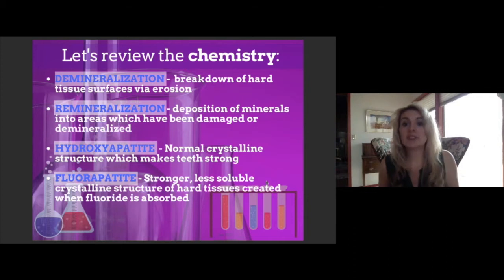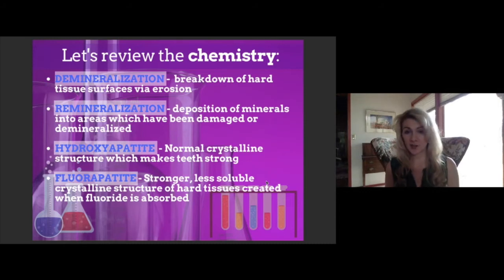Remineralization is the deposition of minerals into areas which have been damaged or weakened or demineralized. How does this happen? Well, that's where fluoride comes in. Hydroxyapatite is the normal crystalline structure within enamel. That's what makes your teeth strong. Like we discussed, that's the strongest thing in your entire body, the outer surface of the teeth, the enamel.